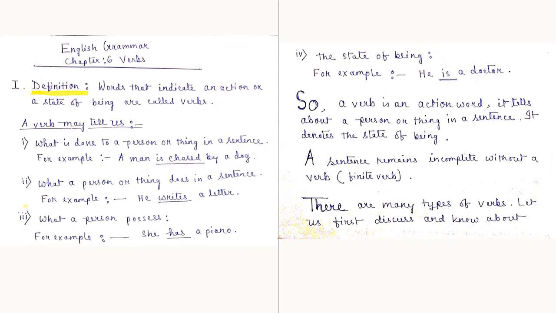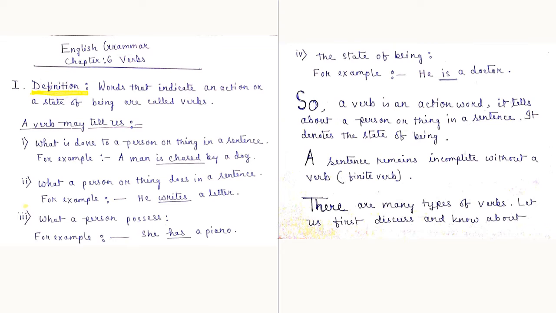A verb may tell us the state of being. He is a doctor. His being a doctor is the state of being, and is is the verb. So, a verb is an action word. It tells about a person or thing in a sentence. It denotes the state of being. A sentence remains incomplete without a verb.